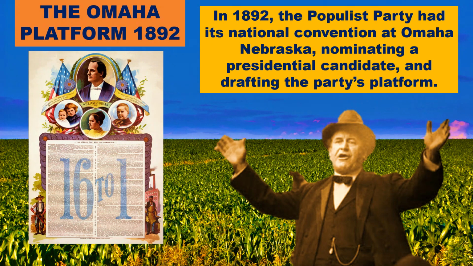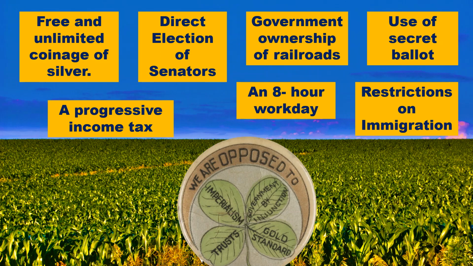The Omaha Platform of 1892. In 1892, the Populist Party had its national convention at Omaha, Nebraska, nominating a presidential candidate and drafting the party's platform. Their program favored the following reforms: the free and unlimited coinage of silver, the direct election of senators, government ownership of railroads, the use of secret ballots, a progressive income tax, an 8-hour workday, and restrictions on immigration.